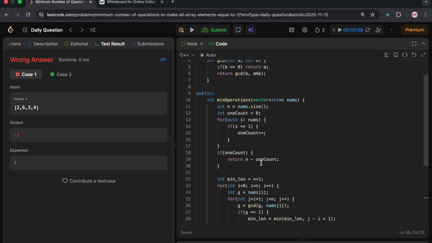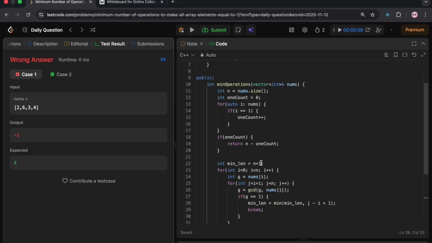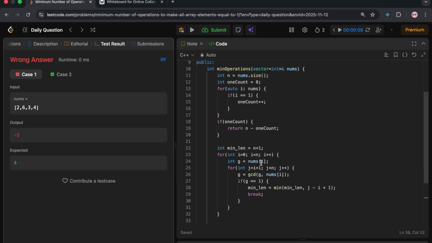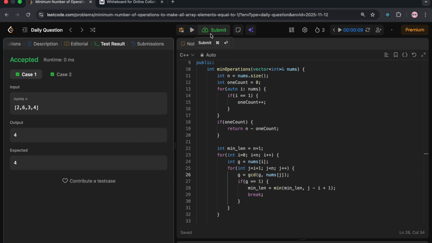So there is one miss, we can say. Let me check it out. What is the problem? I think all things are good. Just this should be j, because we are demonstrating j. Yeah. So let's submit it once.